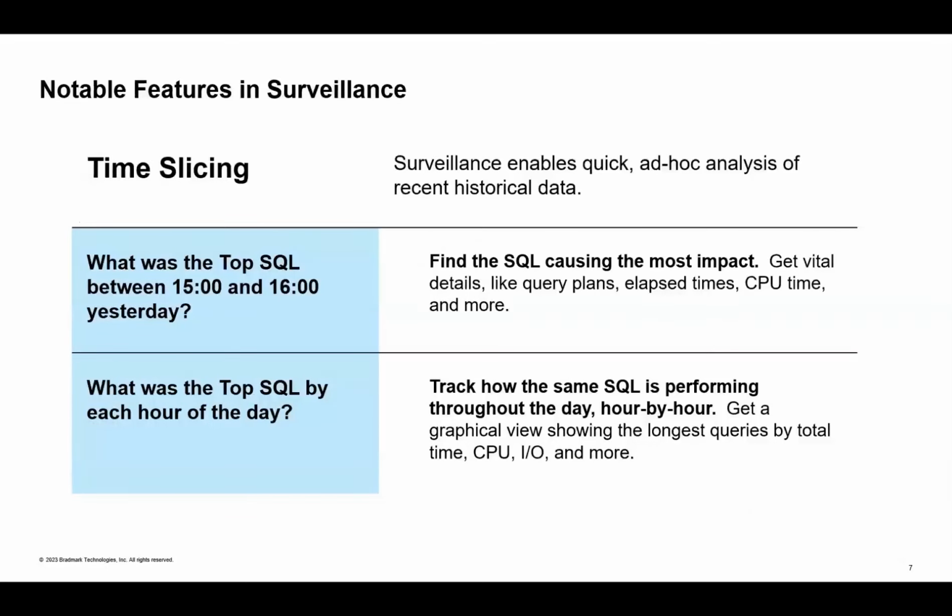Now, we have some notable features in Bradmark Surveillance in general, like time slicing. We also call this recent history. And this is the kind of thing where we can see, okay, what was the top SQL between 3 o'clock yesterday and 4 o'clock yesterday? We can see the top SQL or the top commands in the case of Mongo that are the most impactful. We can look at that all sorts of different ways by elapsed time and CPU time and things like that.